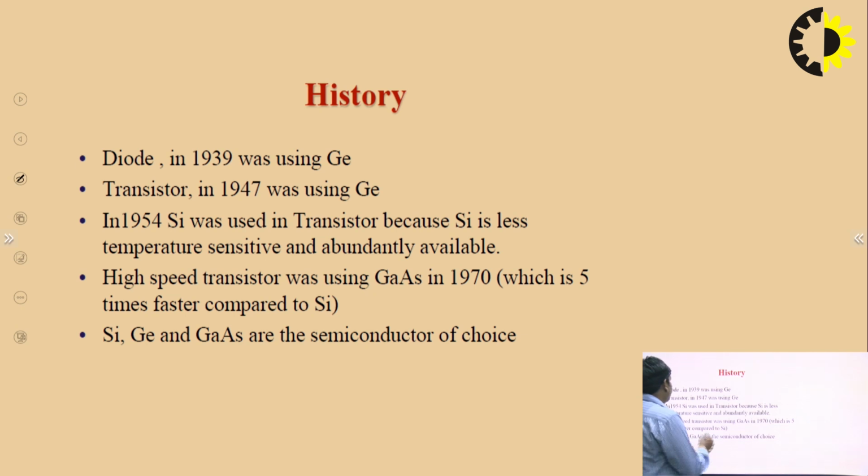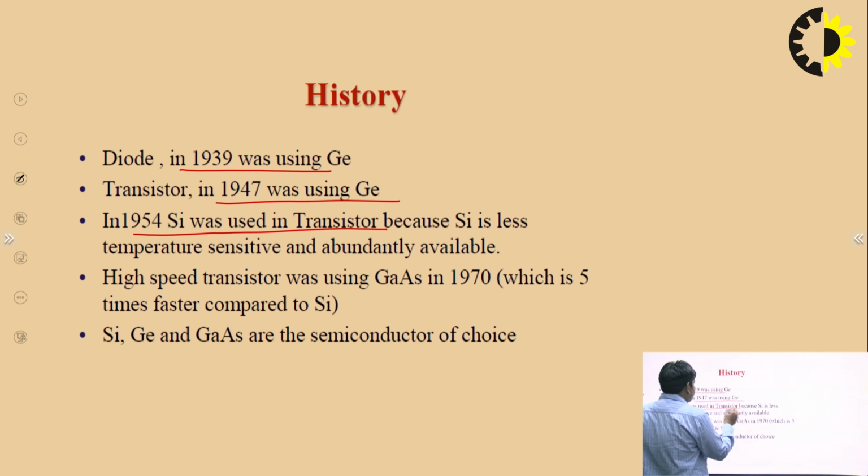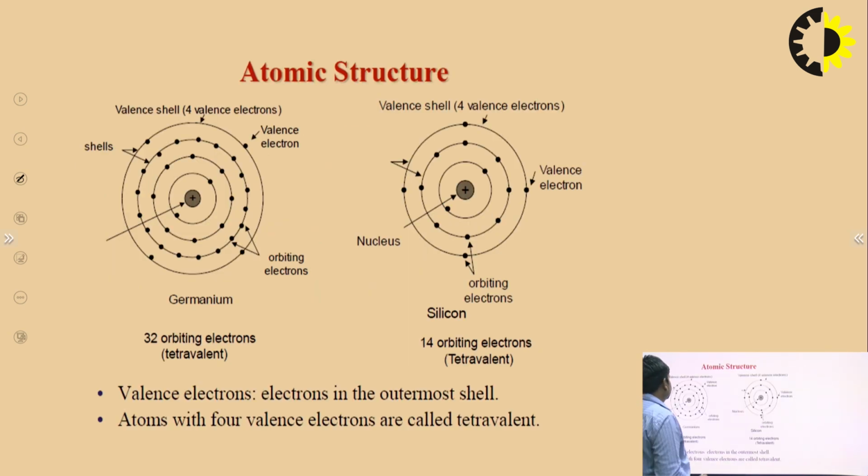The diode was invented in 1939 and the germanium transistor in 1947. The transistor was born in 1947. Germanium was used in 1939, but after that, in 1954, silicon was used. In shells, let us see the germanium: its atomic number is 32, so the configuration is 2, 8, 18 and 4. That means there are 4 valence electrons in the outermost shell.